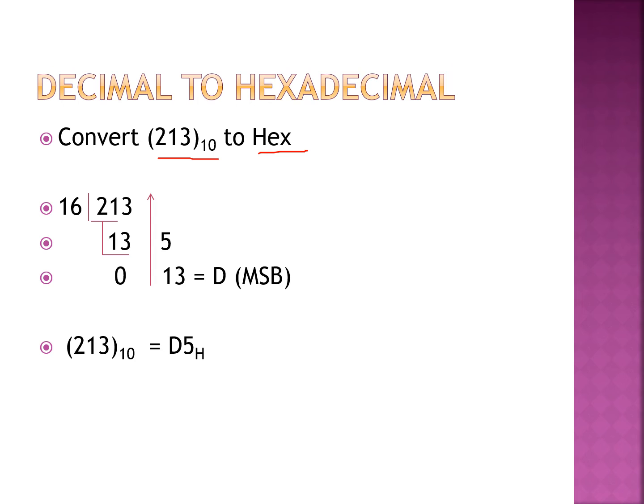Now this 13 you have to convert into hexadecimal. So the equivalent of 13 in hexadecimal, that is D. So you have to move from bottom to top. So bottom is D. So we write D first, then we will write 5. It means this 213 is equivalent to D5. So in this way we can convert a decimal number into hexadecimal.